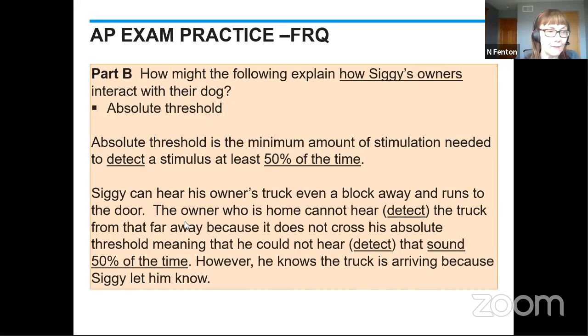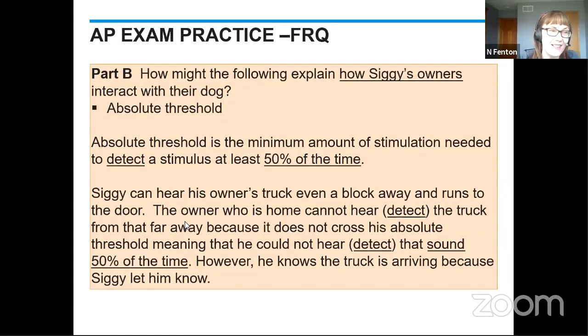So here's a potential example. So you're going to want to get detect. You're going to want to get that 50% of the time in there. This is a pretty elaborate one because I have both Siggy detecting something and the owner. But Siggy can hear his owner's truck even a block away, and he runs to the door, right? Which is an operant response, but maybe he's classically conditioned as well. His little heart is racing, he's happy. His other owner, who's at home, cannot hear the truck, can't detect it from as far away as Siggy can, because it does not cross his absolute threshold, meaning that he could not detect or hear that sound at least 50% of the time. However, good news is he's going to know the truck is arriving because Siggy let him know.